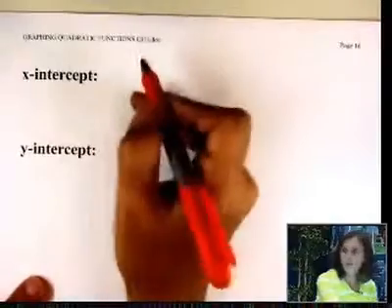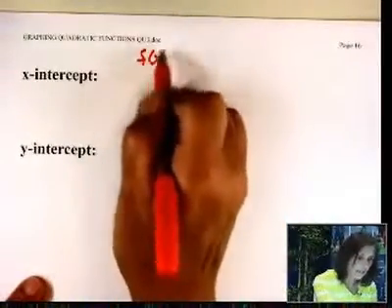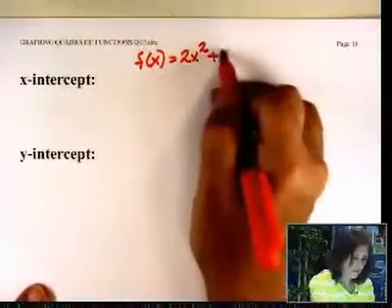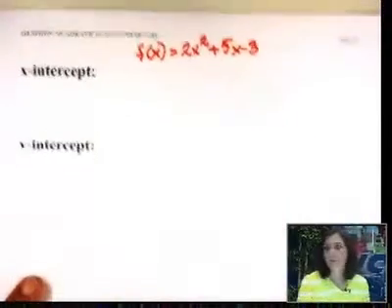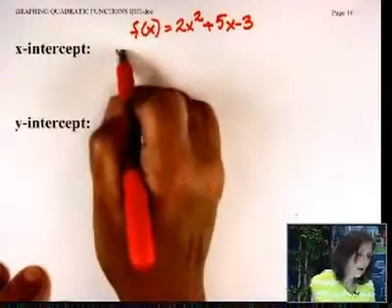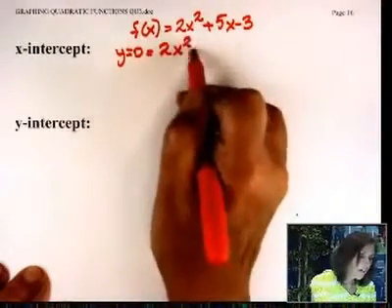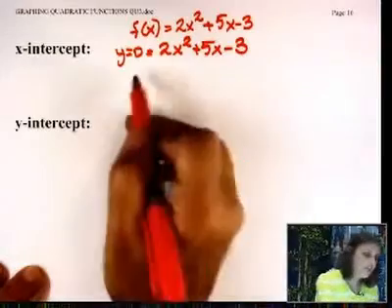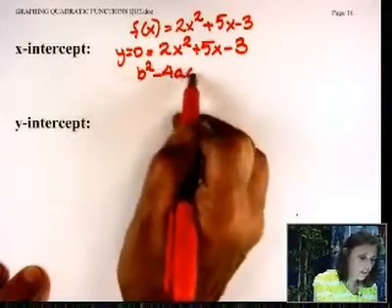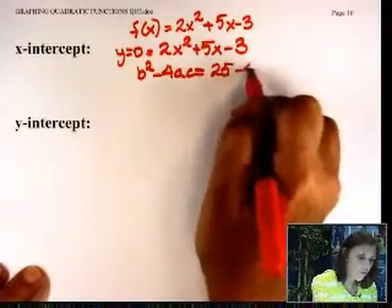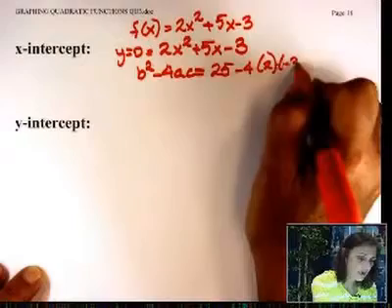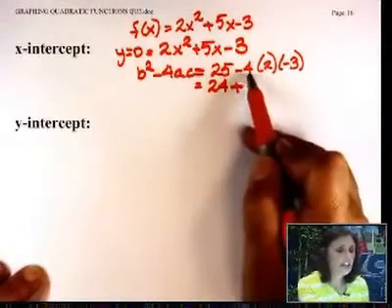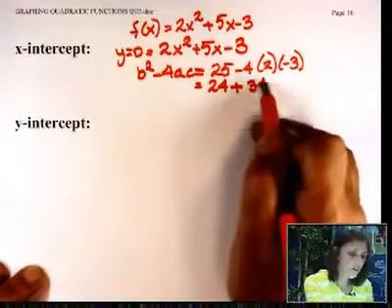X-intercept. What was my equation to start with? I'll rewrite that. F of x equals 2x squared plus 5x minus 3. To find the x-intercept, what do you do? Set y to 0. 2x squared plus 5x minus 3. And how do you do that? Let's find b squared minus 4ac, like we were doing. B squared is 25 minus 4, a is 2, c is negative 3. That will give me 25 minus, that's plus, 2 times 4 is 8, times 3 is 24.